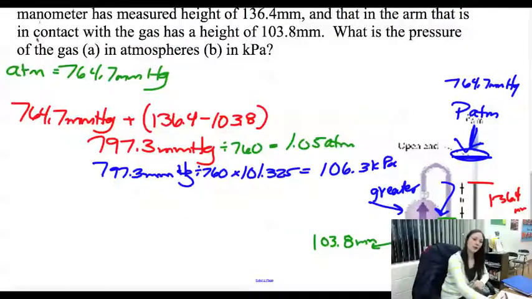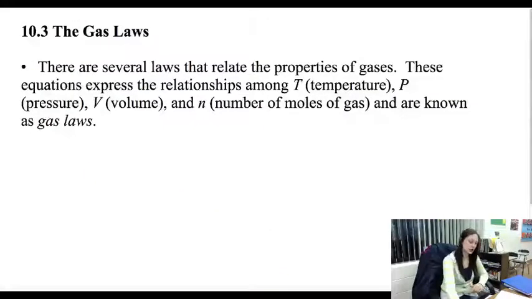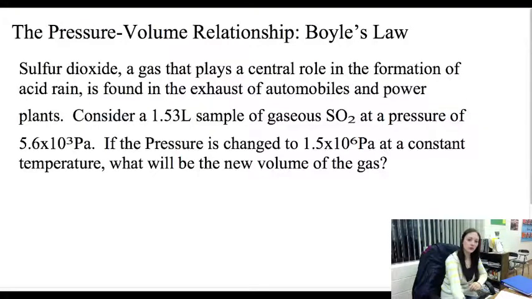All right, the last thing we're looking at is the gas laws. We did these last year. There are several laws that relate to properties of gases. We've got temperature, which is T, pressure, P, volume, V, and number of moles of gas, which is N. The first one we're going to look at is called Boyle's Law. We did not give names to these last year, but we have pressure and volume, which is Boyle's Law.